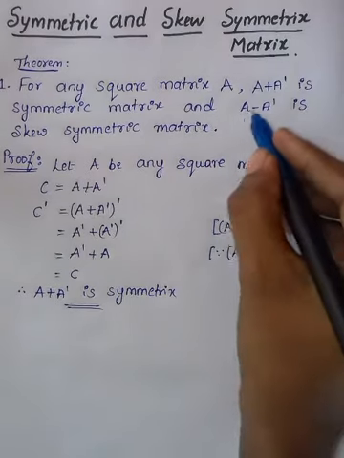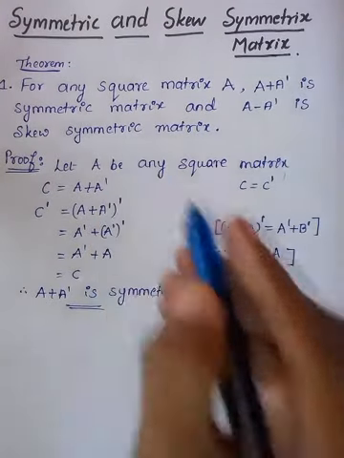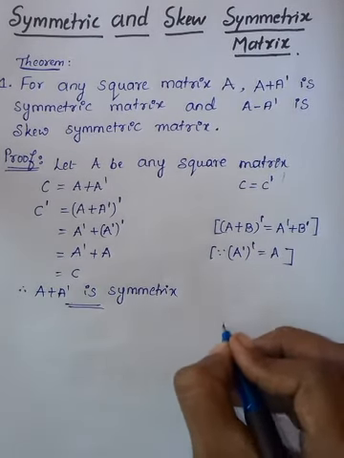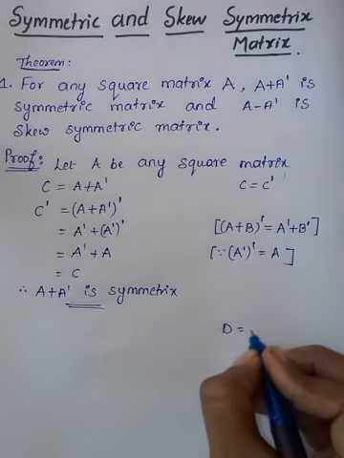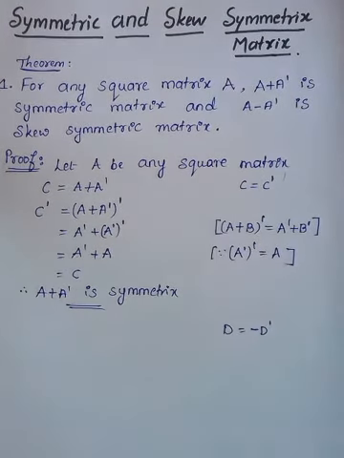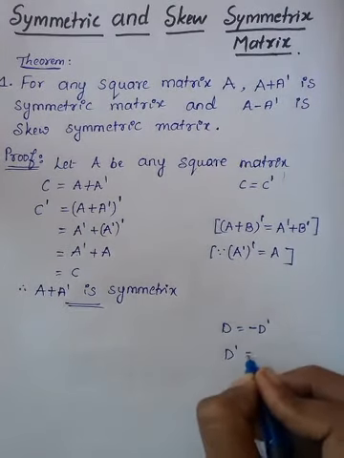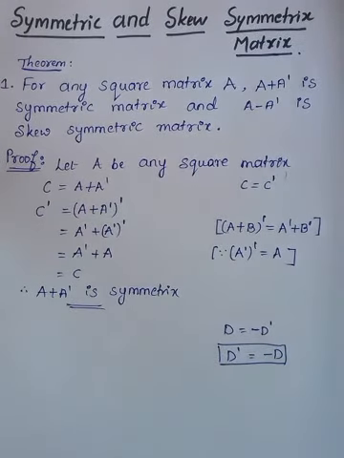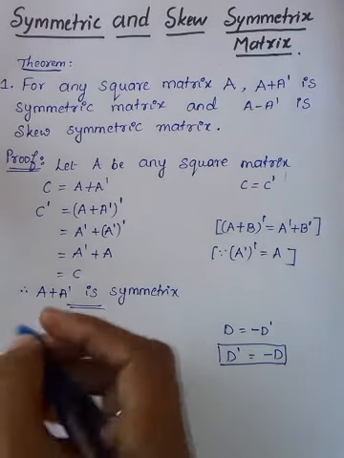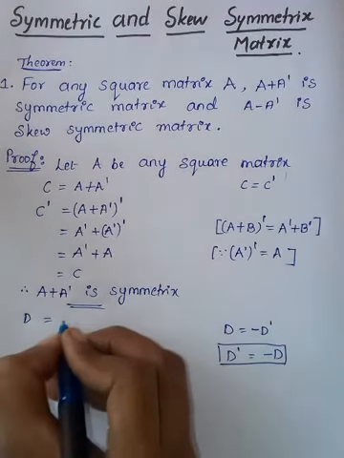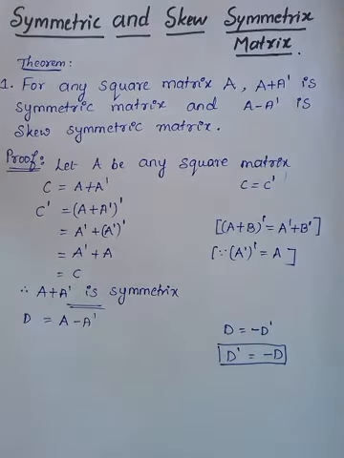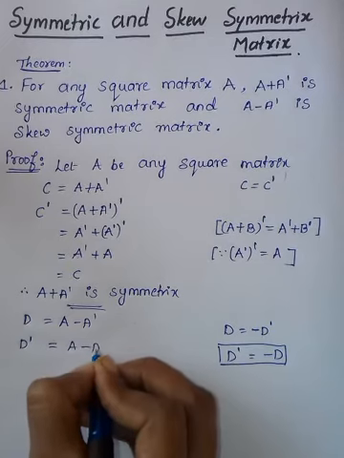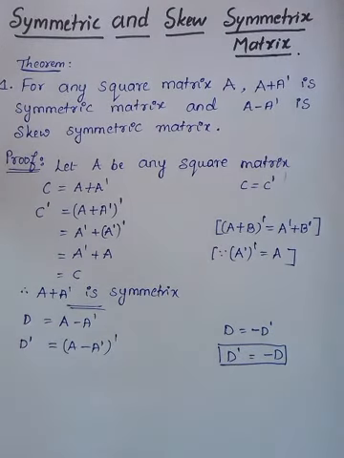Now, to prove A minus A transpose is skew symmetric, we have to use the condition of skew symmetric: D, any square matrix, is such that D is equal to minus D transpose, or D transpose is equal to minus D. Both are the same. See, take matrix D equal to A minus A transpose. Take the transpose on both sides. A minus A transpose whole transpose.